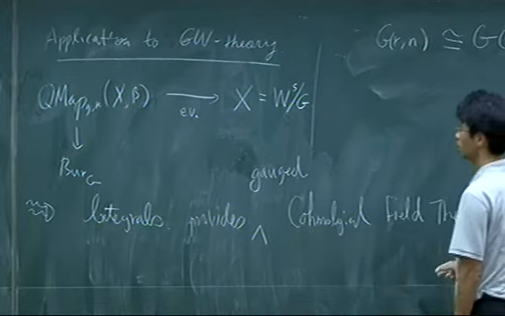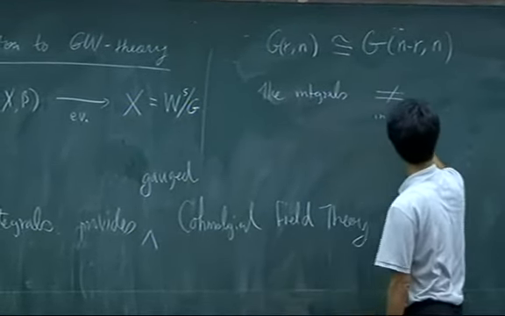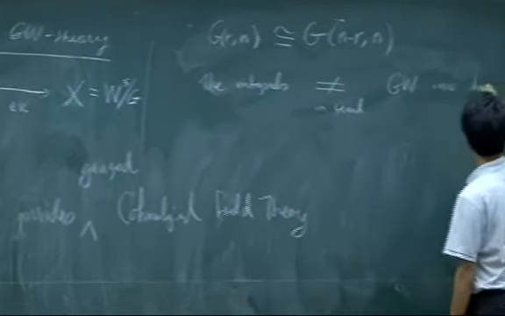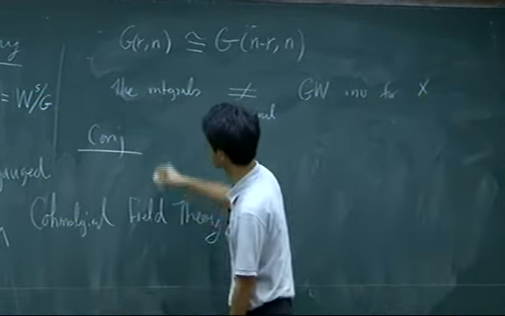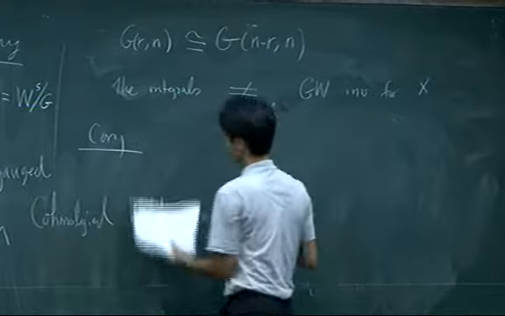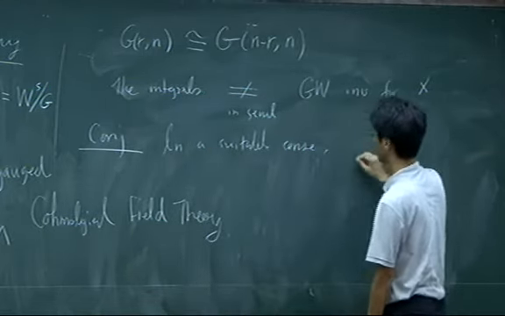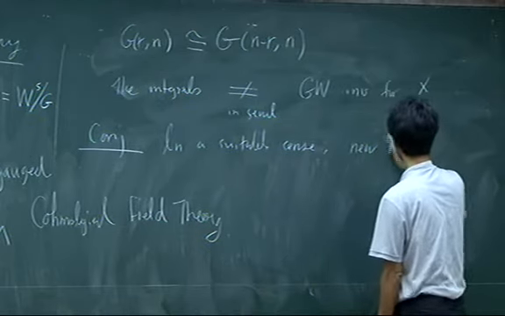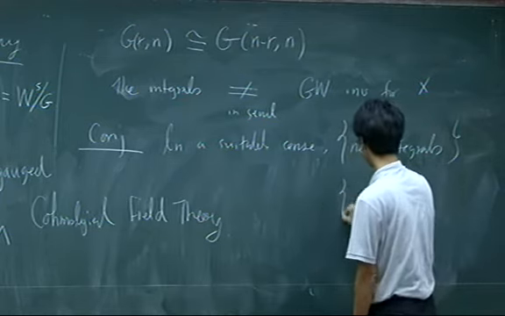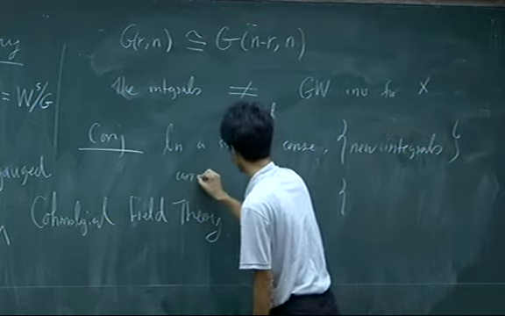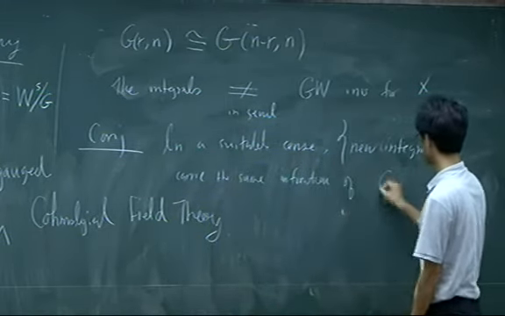And we checked that there are some examples where the integrals are not, in general, equal to Kolmogorov-Witten invariants. However, the working conjecture is that, in a suitable sense, they must be equivalent. The new invariants, the new integrals, carry the same information as the Kolmogorov-Witten invariants.